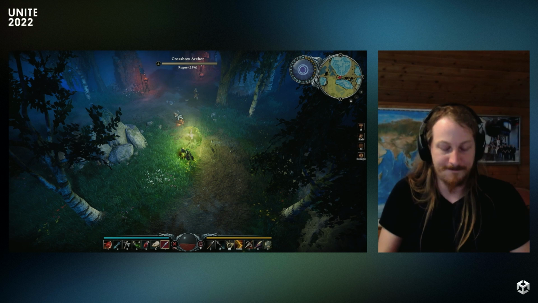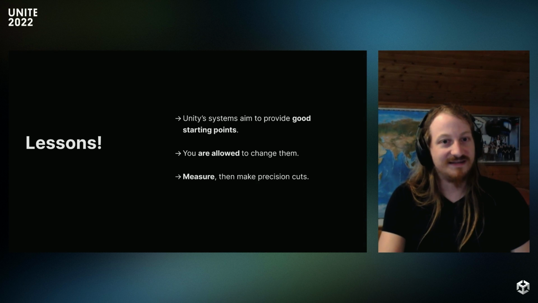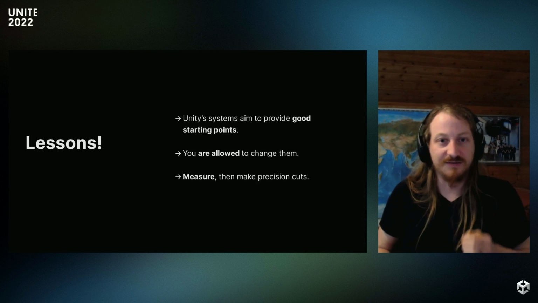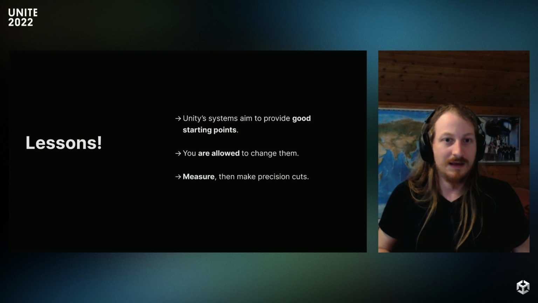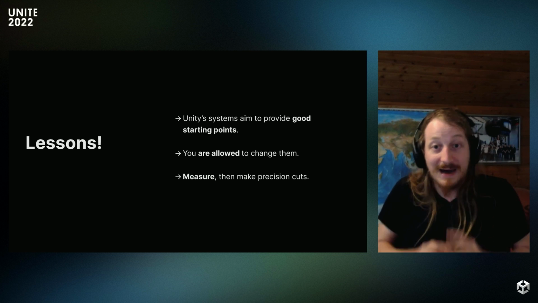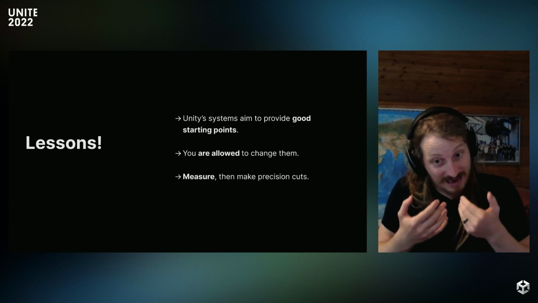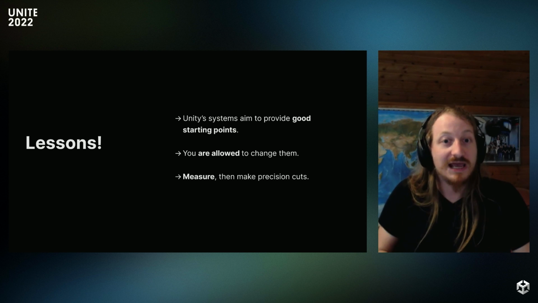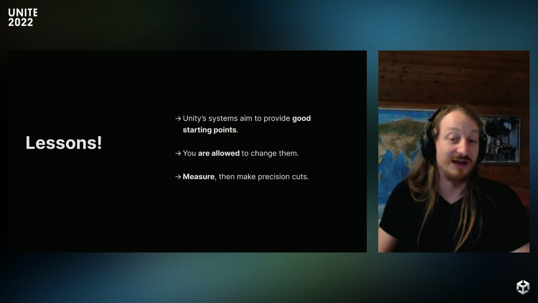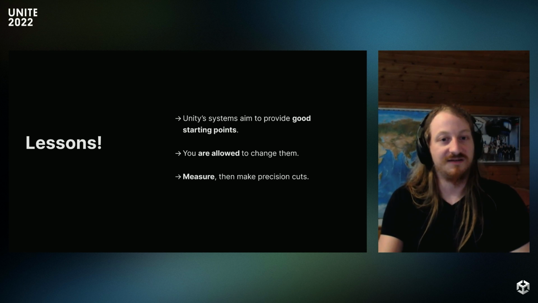So what's the takeaway? Unity systems strive to be a good default choice. Customize them when you need to. You have my permission to embed and modify packages and make them your own at your own responsibility. Your game has constraints that are specific to it. Measure, look at the data, figure out what your constraints are and where you can take shortcuts.